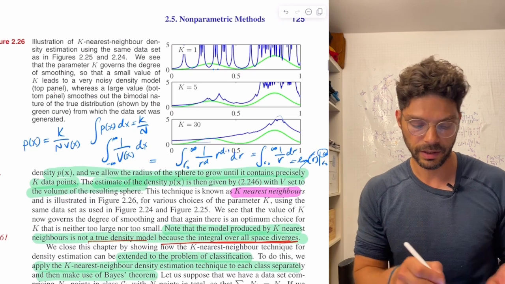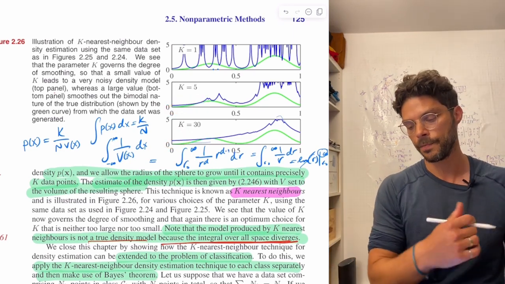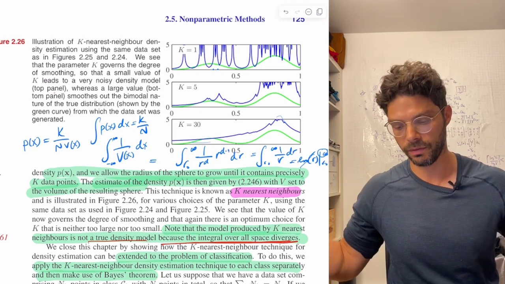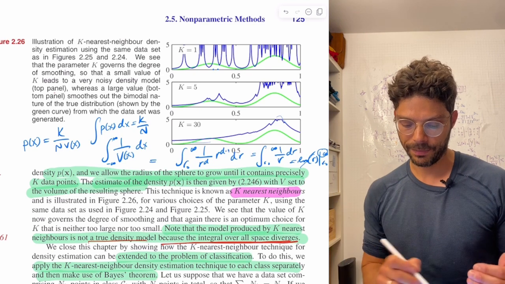So it's just this effect, the fact that the probability doesn't go to 0. I know you're integrating it over infinity, so that's going to blow up. So that's why it's not a true density.